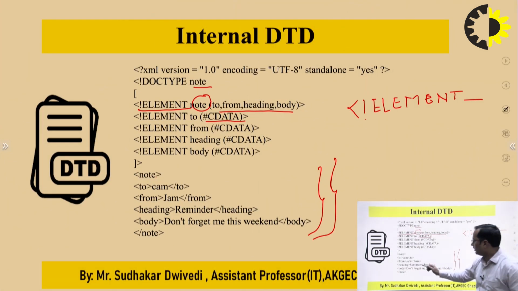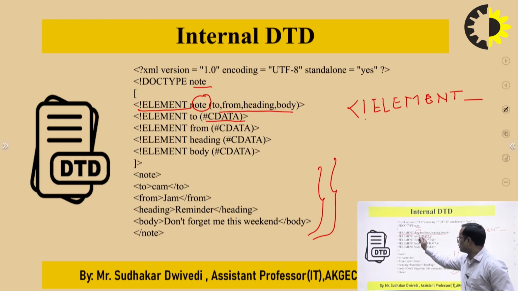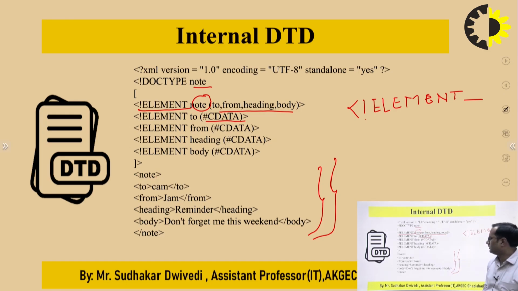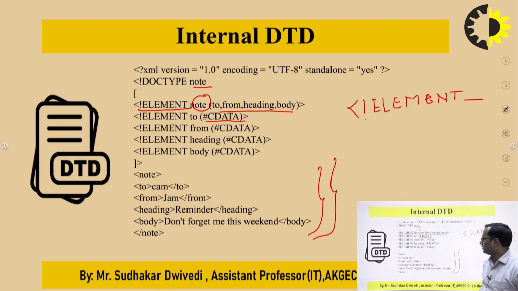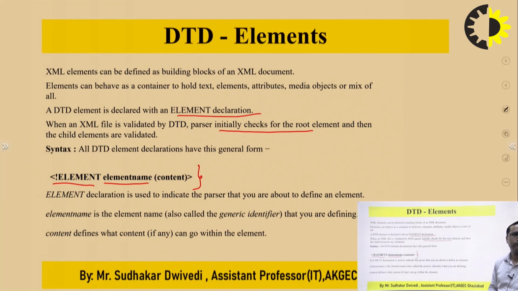As we can see in this XML document, the first is the root node, and it is the first element of this document. And in this document, the content is different types of elements. And what are these elements? To, from, heading and body. So in this case, the content is another type of element.